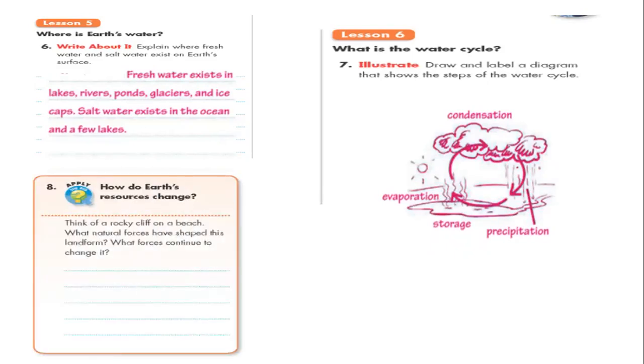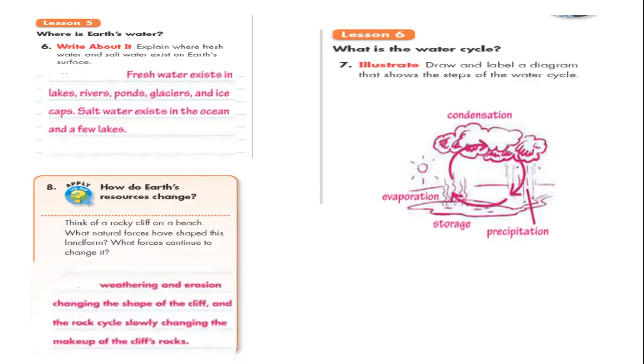Now, the question of this chapter: how do Earth's resources change? Think of a rocky cliff on a beach. What natural forces have shaped this landform? What forces continue to change it? Weathering and erosion change the shape of the cliff, and the rock cycle slowly changes the makeup of the cliff's rocks.